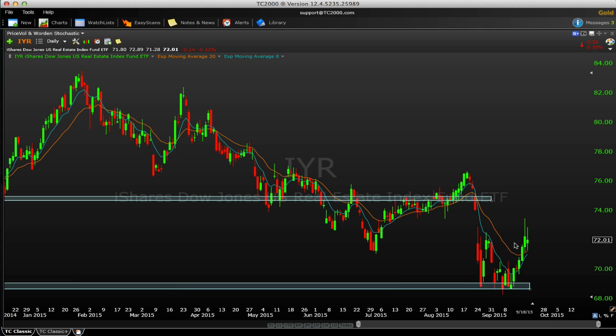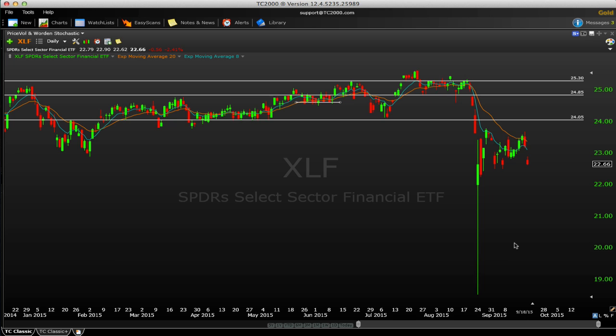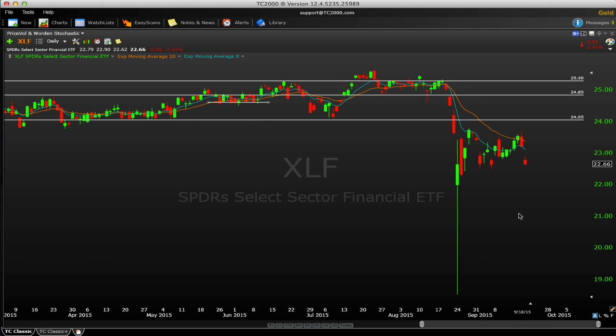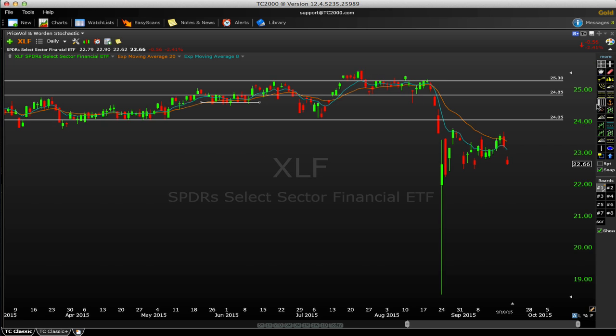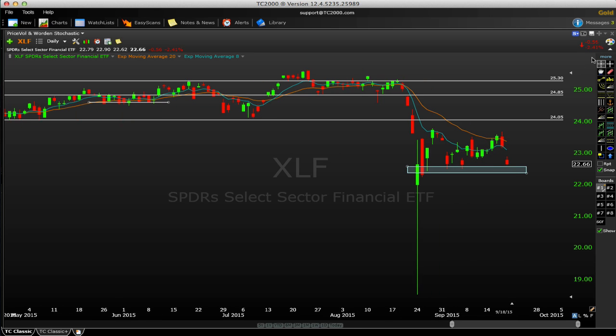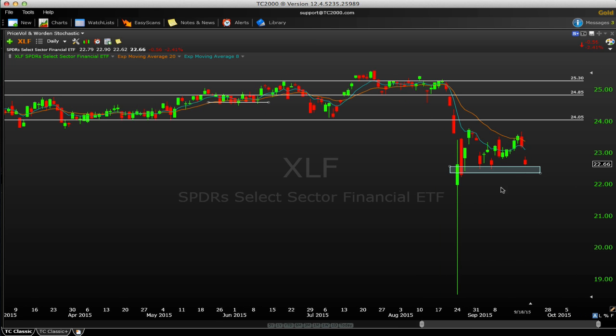Better than the others. Now, on the bearish side of things, most of these sectors are in pretty similar formations. The only one I would probably point out as one of the weakest ones is the financial sector, the XLF, because take a look at where price is relative to the recent lows. It's basically at the lows again. It's basically at the lows from a few weeks.